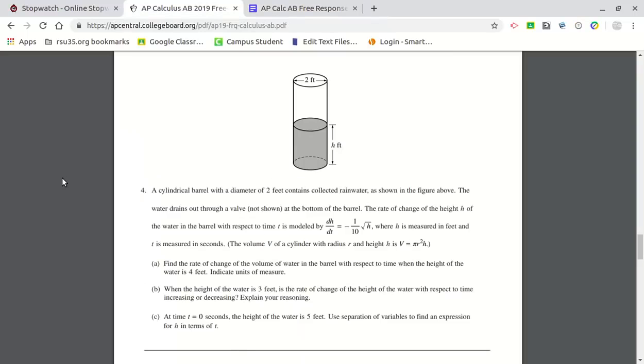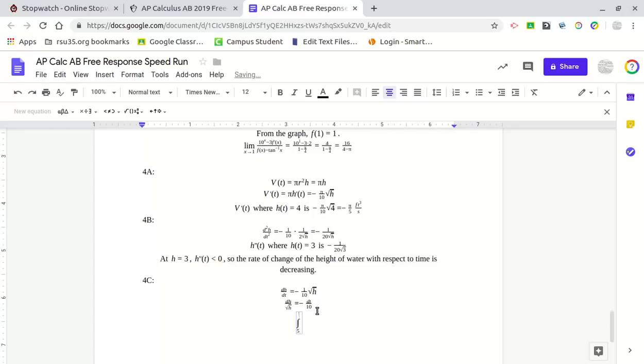It says the height of the water is 5 feet, so I want to take it from 5 to h. dh over the square root of h equals the integral from 0 to t of negative dt over 10. Oh, sorry, negative. And then the integral of h to the negative 1/2 is negative 2 square root of h. Yes. And then this obviously just becomes negative t over 10. Except I took the integral from 5 to h, so I should probably denote that. 5 to h. And this integral was from 0 to t.